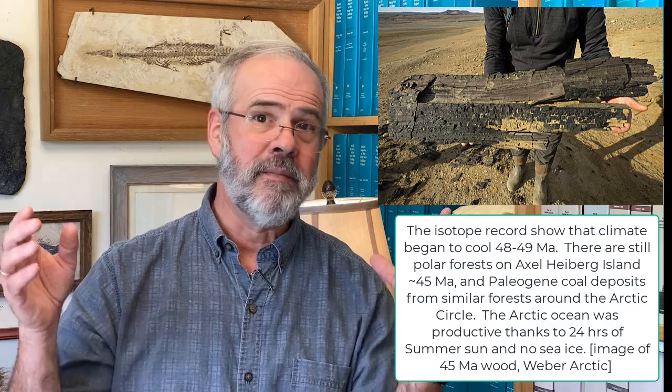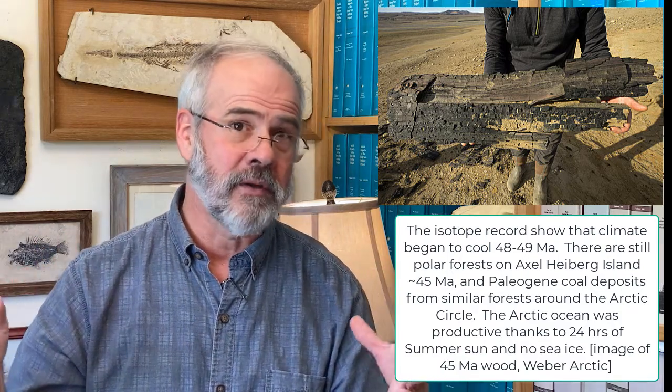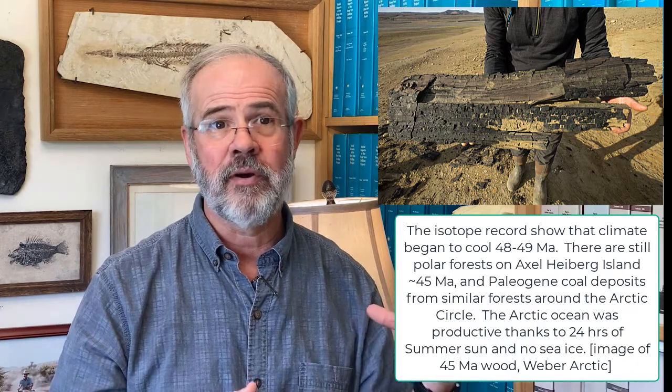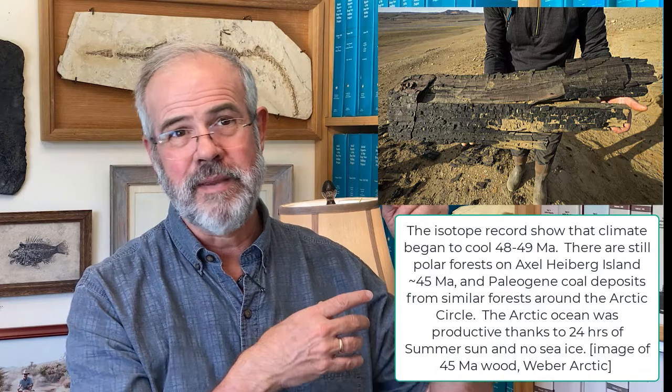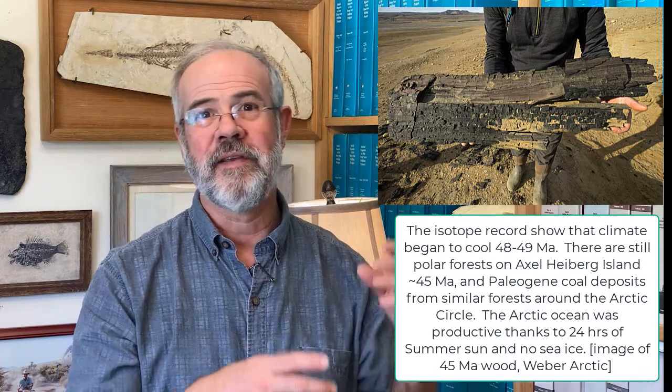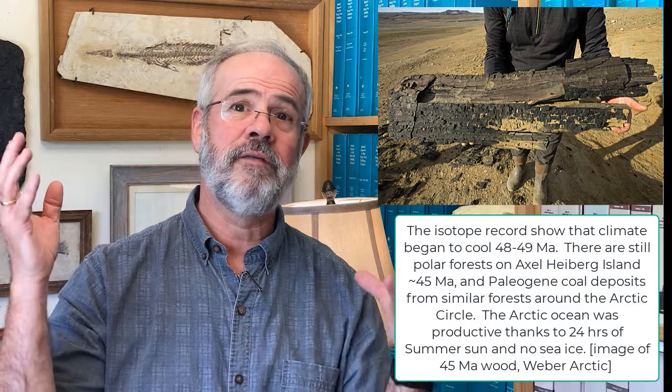The isotope record shows that climate began to cool in the Middle Eocene around 48 to 49 million years ago. There are mummified forests about 45 million years old on Axel Heiberg Island at 80 degrees north latitude. The fossil wood can still be burned. There are also extensive Paleogene coal deposits of temperate forests all around the Arctic Circle. The Arctic Ocean was a seasonally productive marine basin thanks to 24 hours of sun in the summertime.